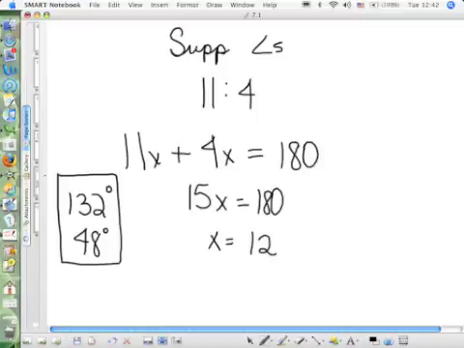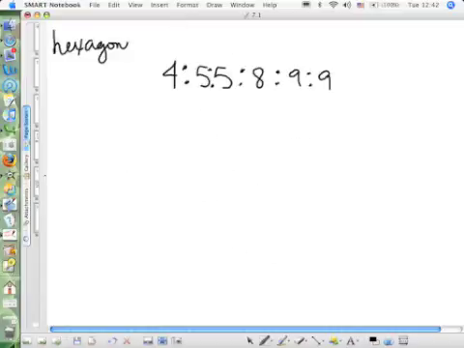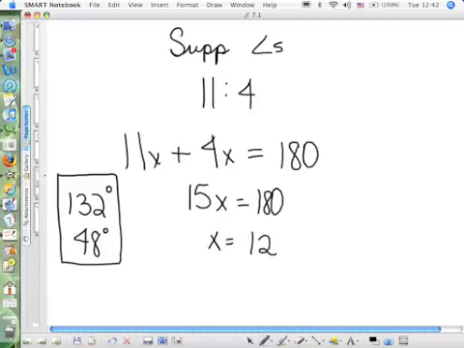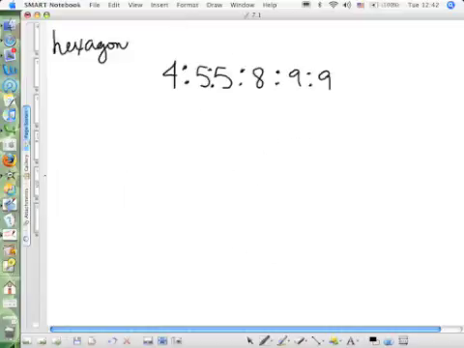That's cool. This is good. Okay, now this one's fun. Oh, go back. You just multiplied 12 by 11 and 12 by 4. Okay.